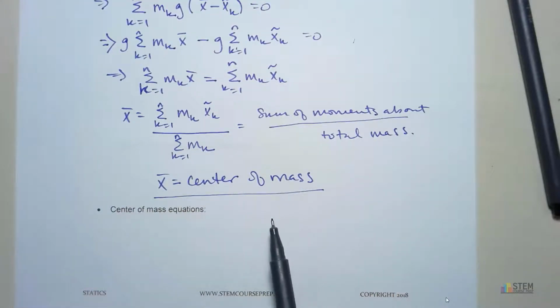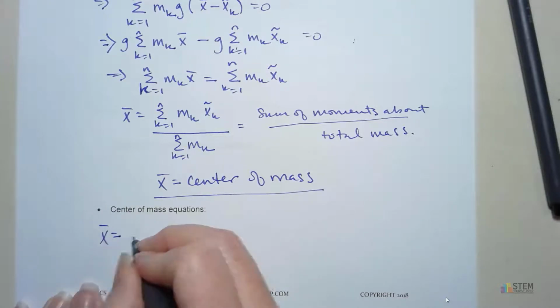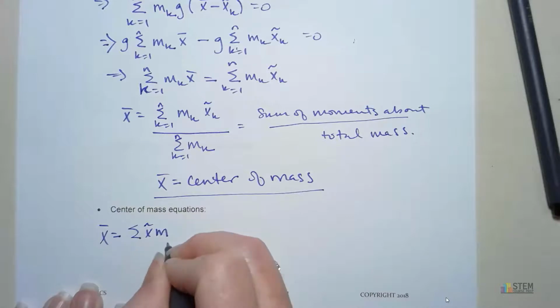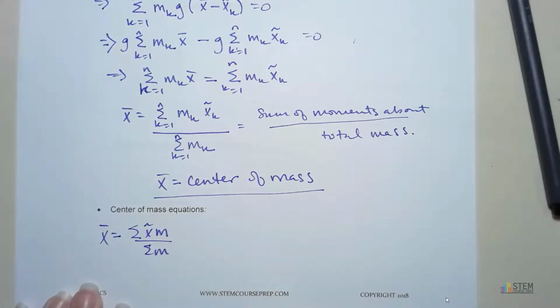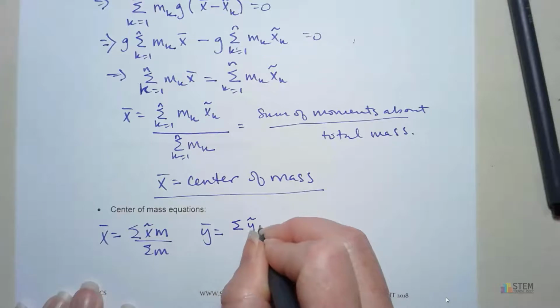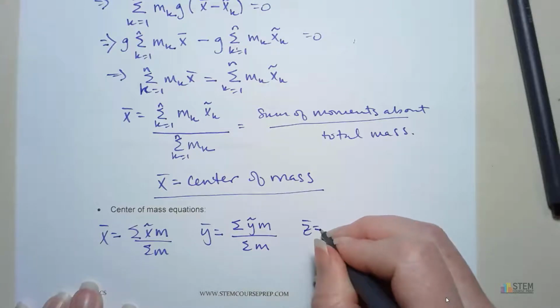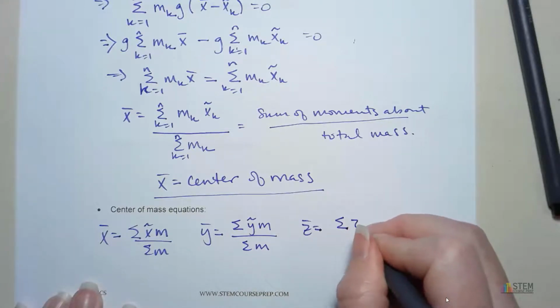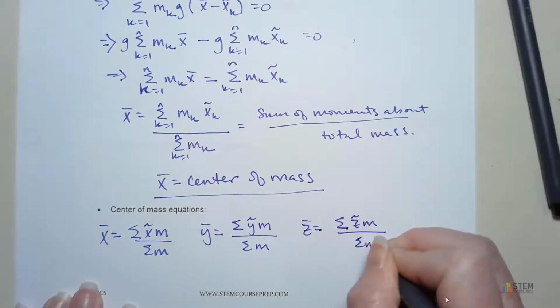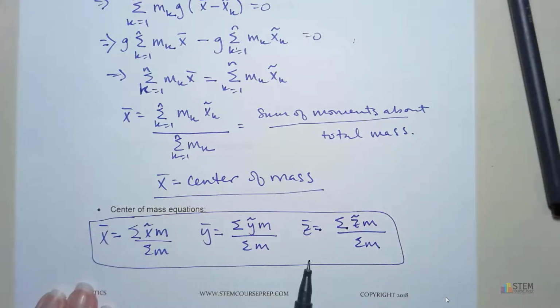Like this, you could go through and do the same thing for the y-axis and then the z-axis, and that'll give you your center of mass equations. So basically we're going to have x bar equals the sum of x tilde m over the sum of the masses. And then y bar, we'd have the summation of y tilde times the mass over the sum of the masses. And finally z bar, if we had a 3D case, we'd have the summation of z tilde times the mass over the sum of the masses. So notice gravity is not in these equations, so your center of mass is independent of gravity.